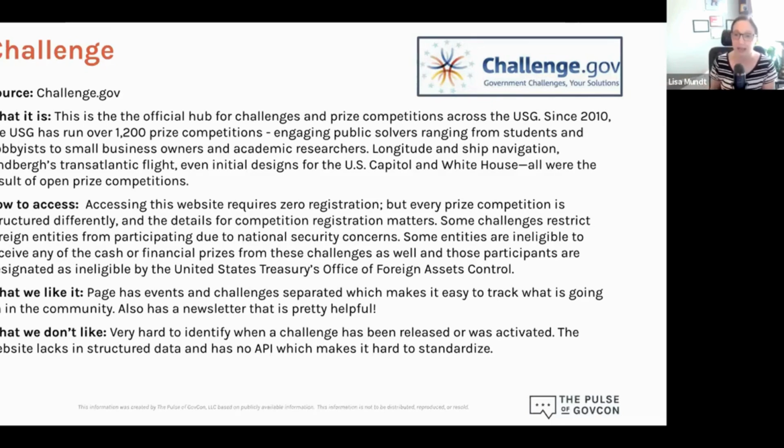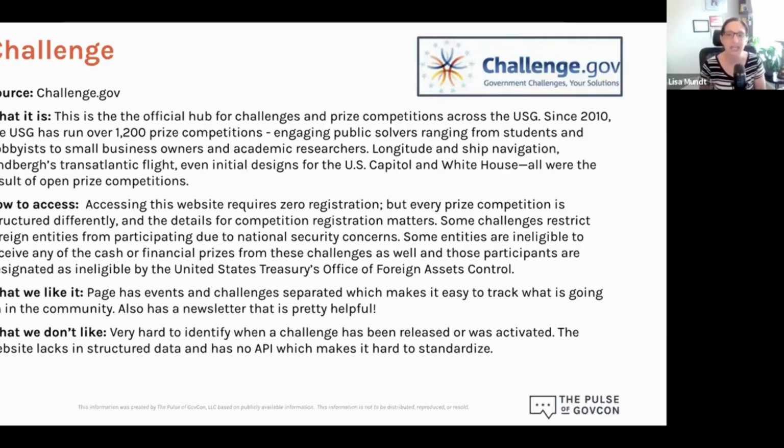What we like is that the page has events and challenges separated, so that makes it really easy to track. We go there to look for events with different customer agencies. You can say, oh, Air Force is having a challenge event, I can go, get in front of people, and ask some questions. And then the challenges, you can track individually. It also has a very helpful newsletter, so if you subscribe, you can get information about types of challenges as they are being released.